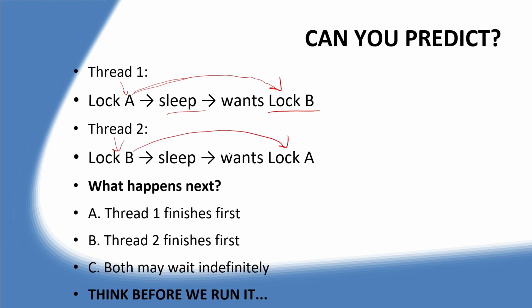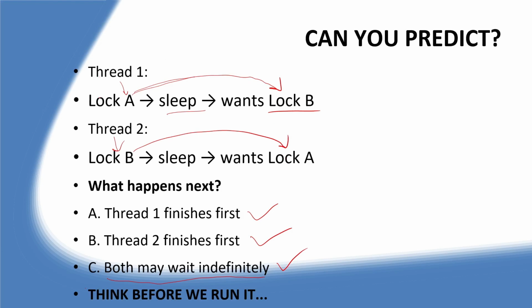So which thread finishes first? Thread 1 finishes first, thread 2 finishes first, or both may wait indefinitely. So what is the answer for this one? The answer is this one: both may wait indefinitely. Why? Because it is a circular dependency.